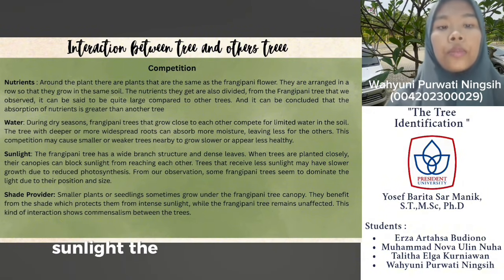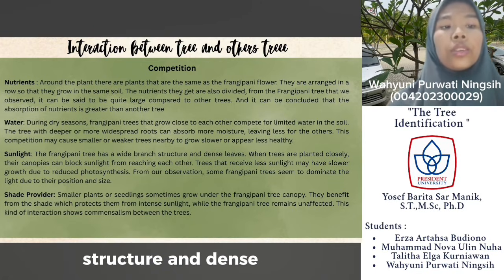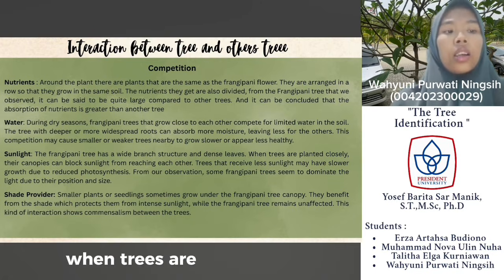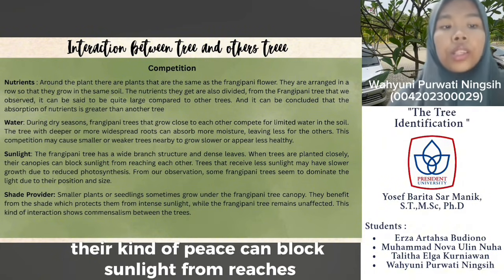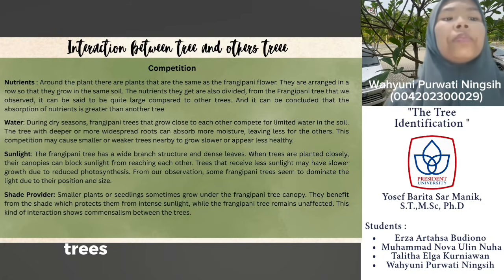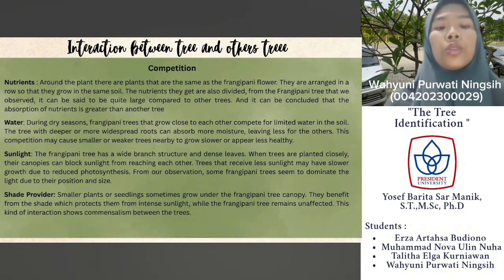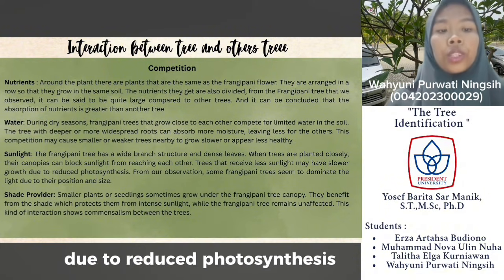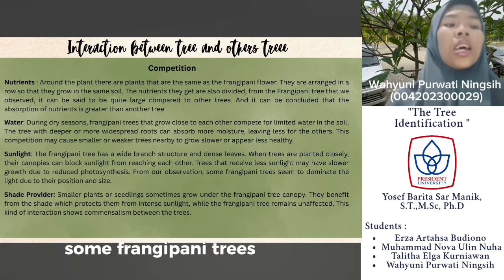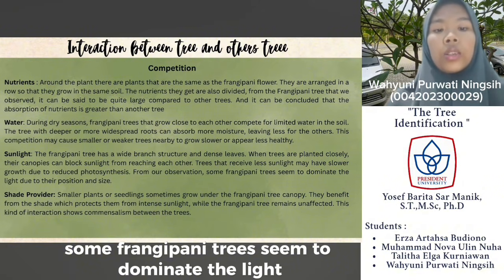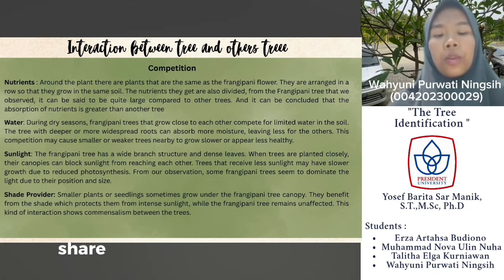Sunlight. The frangipani tree has a wide branch structure and dense leaves. When trees are planted closely, their canopies can block sunlight from reaching each other. Trees that receive less sunlight may have slower growth due to reduced photosynthesis. From observation, some frangipani trees seem to dominate the light due to their position and size.